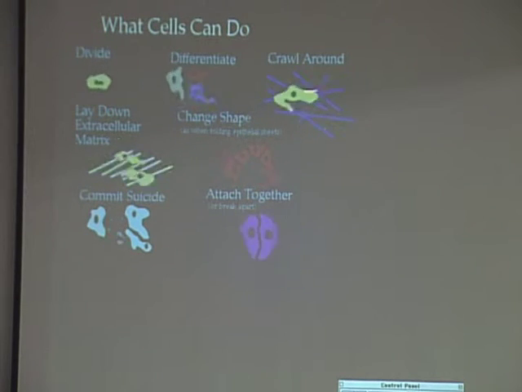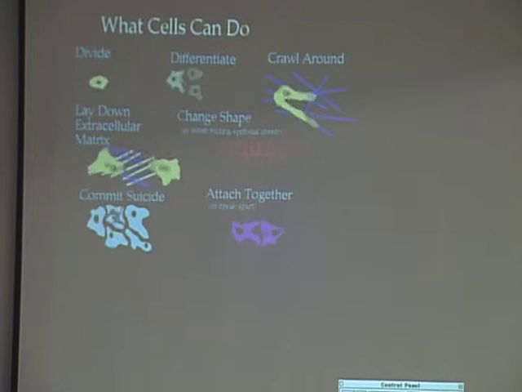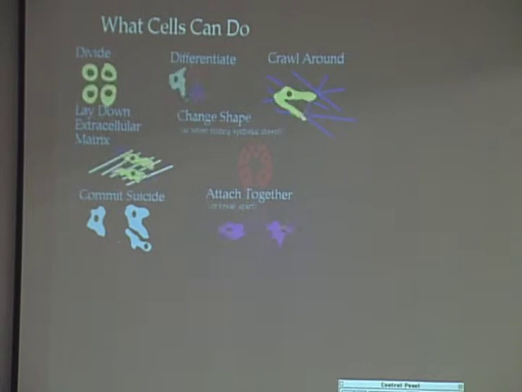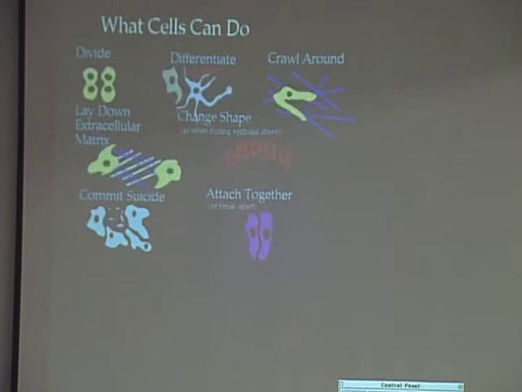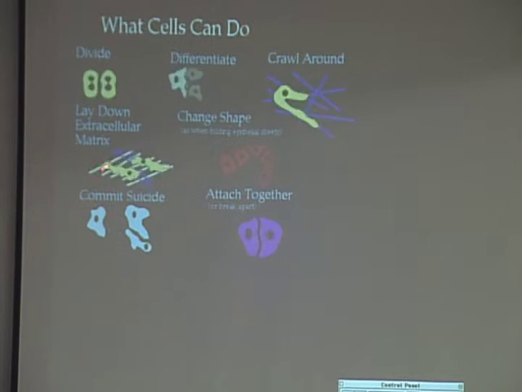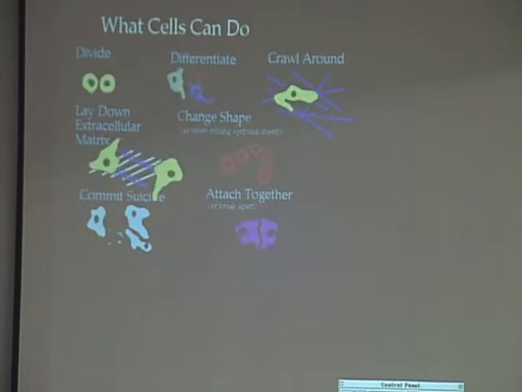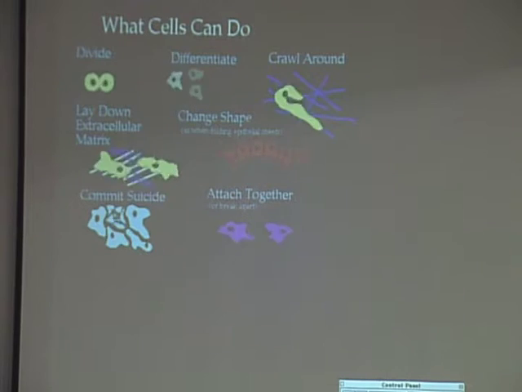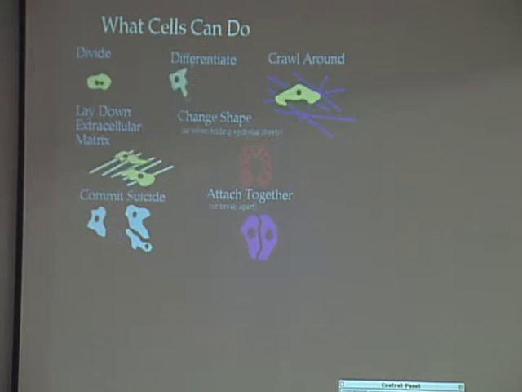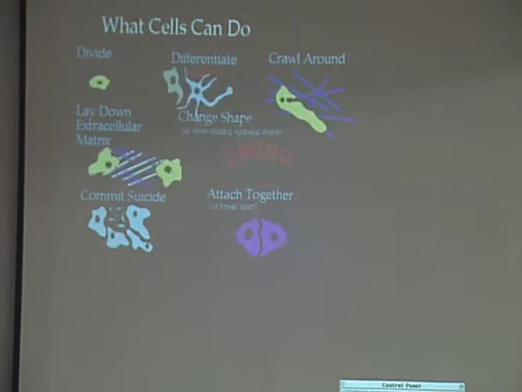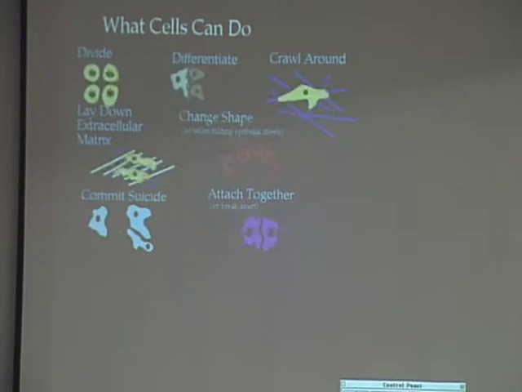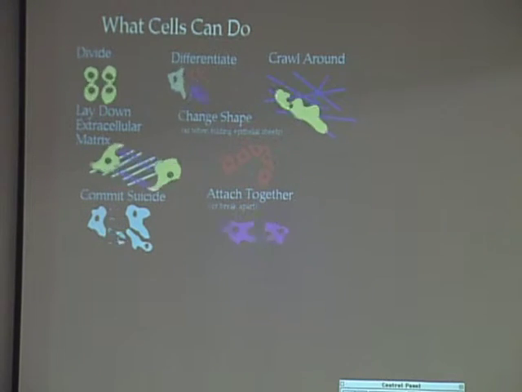They can crawl around. Cells can crawl around anywhere at any time in your body, just like amoebas do. They can lay down extracellular matrix like big strands of collagen. They can change their shape. Here you see a cell in the middle changing its shape. So this epithelial sheet is buckling and folding. It's like making a paper airplane.